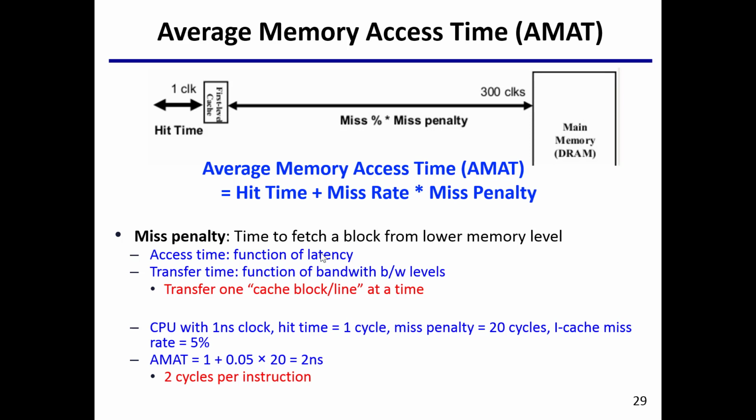And the miss rate is a function of the locality, which is your program's behavior. What kind of program are you running? You'll run Facebook, it'll be a very high miss rate, or you'll run matrix multiply, and it'll have a very low miss rate, right? So you definitely want to memorize that.